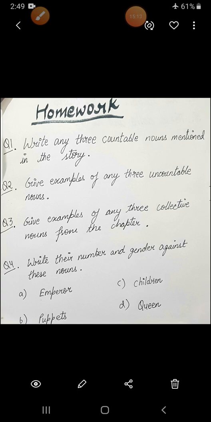You know what is a collective noun? A collection of common nouns, or a group of nouns taken together. So that also you have to search. Then what is question 4? Write their number and gender against these nouns. You can see parts A, B, C and D. What you have to do is write their number, whether they are singular or plural, and then mention their gender, whether they are feminine, masculine, or neutral. All these things you have to do.